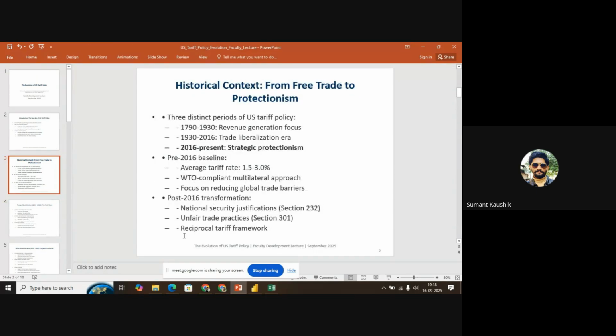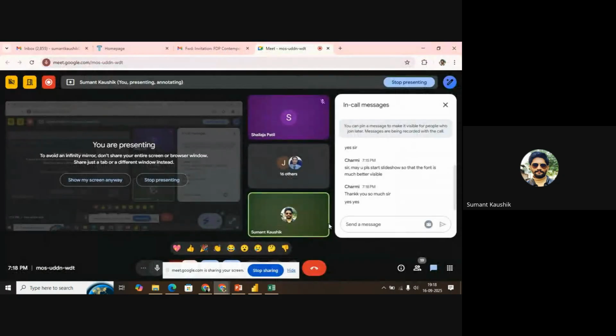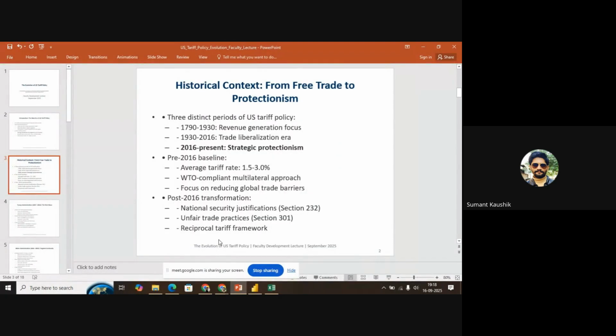Thank you. So these are the three different periods. We can just imagine how, post 2016, there has been a lot of change through which the US economy is moving, in its tariff policy. So post 2016 they gave three arguments, that is national security, unfair trade practices, and reciprocal trade tariff framework.